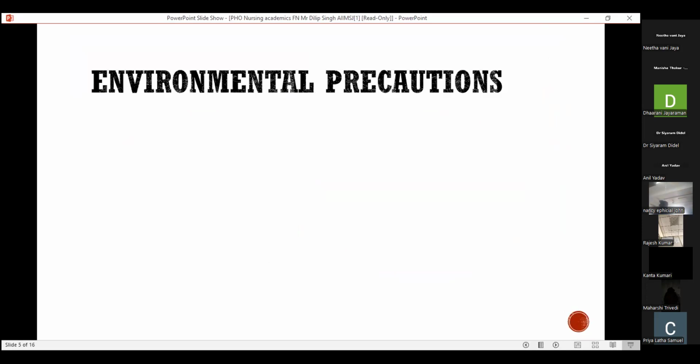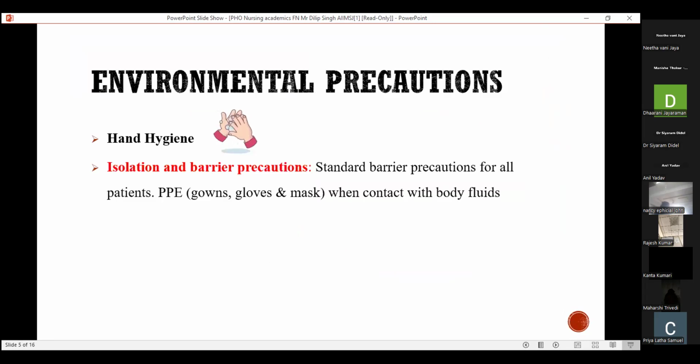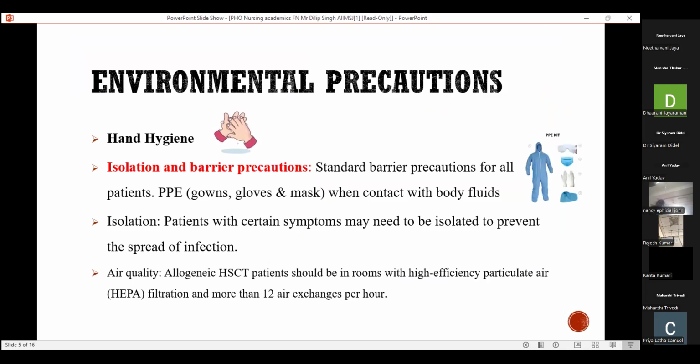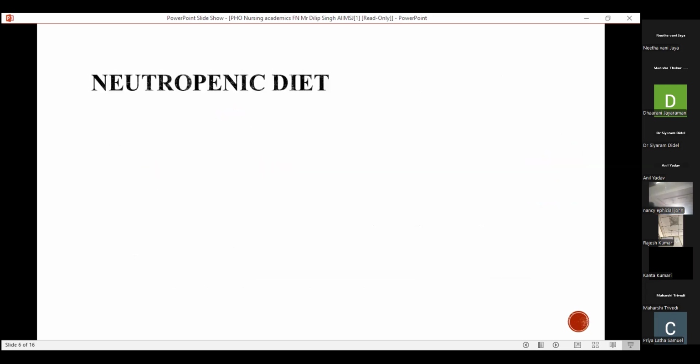Environmental precautions: hand hygiene, isolation and barrier precautions. Standard barrier precautions for all patients: PPE, gown, gloves, mask when in contact with body fluids. Isolation: patients with certain symptoms may need to be isolated to prevent the spread of infection. Air quality: allogeneic hematopoietic stem cell transplant patients should be in rooms with high efficiency particulate air filtration and more than 12 air exchanges per hour.